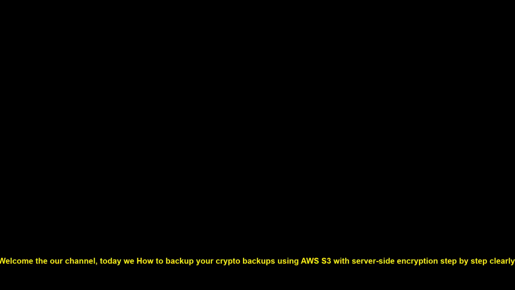Welcome to our channel. Today we show how to back up your crypto backups using AWS S3 with server-side encryption step by step clearly. Begin by logging into your Amazon Web Services account. Navigate to the S3 service from the AWS Management Console.